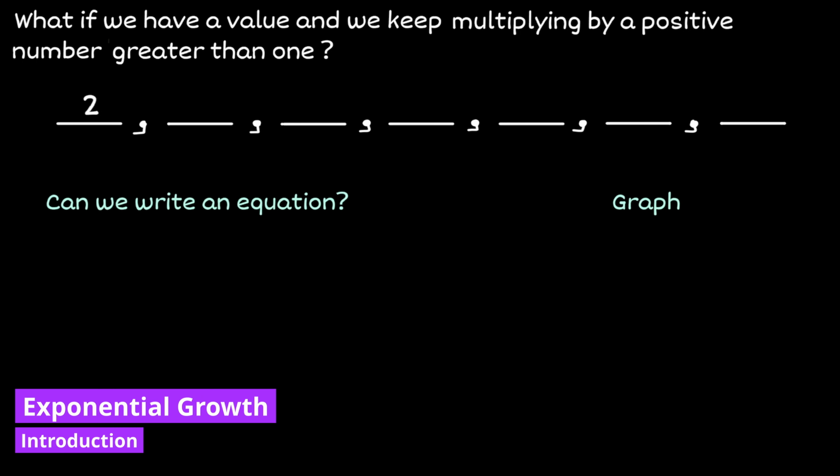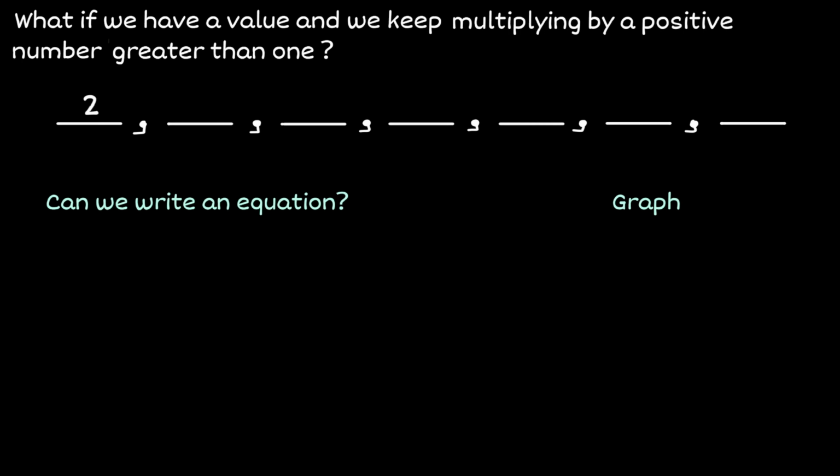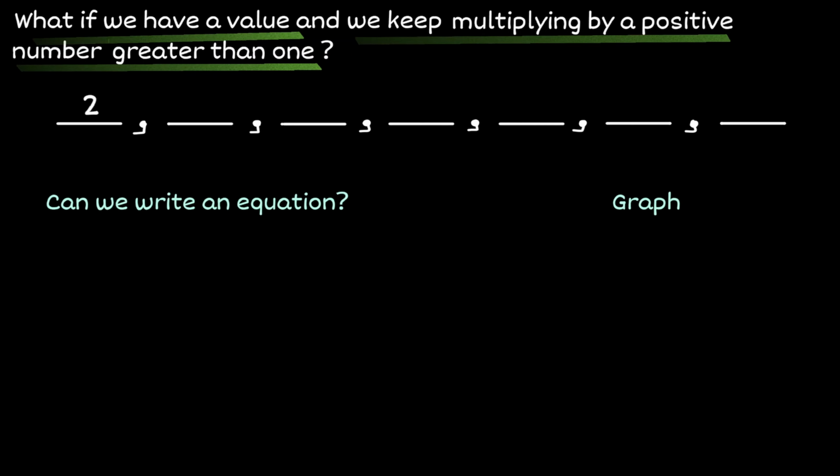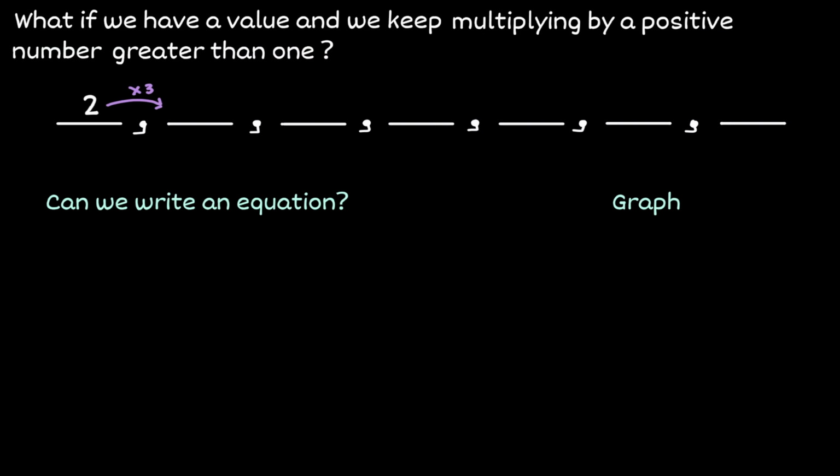Welcome. Let's understand the idea of exponential growth. So let's consider the following scenario. What if we have some value, which in this case, let's consider the value of 2, and we keep multiplying by some positive number that is greater than 1, which in this case, let me consider the value of 3. So let's get this 2 and let's multiply it times 3. Then our result is going to be 6.